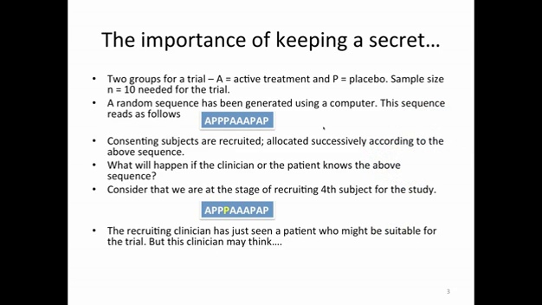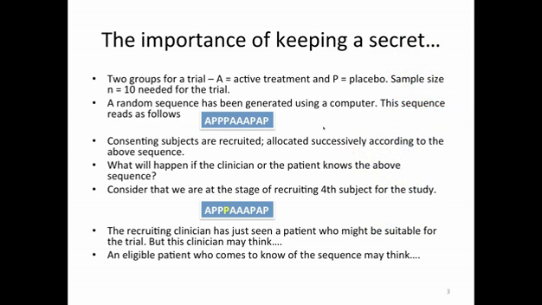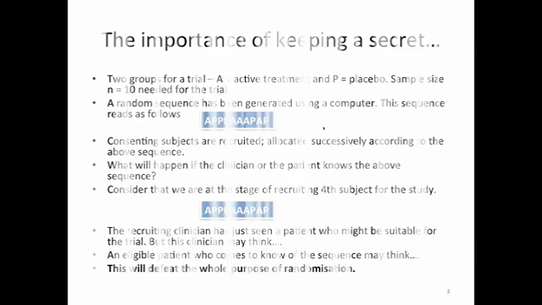An eligible patient who comes to know of the sequence may think, let me wait for a few more weeks before entering the trial. I may get active treatment if I enroll later. At the moment, if I enter the trial, I will only get placebo. As you can see, this will defeat the whole purpose of randomization. So it's very important that the random sequence is concealed and kept secret from both the clinicians and the patients.